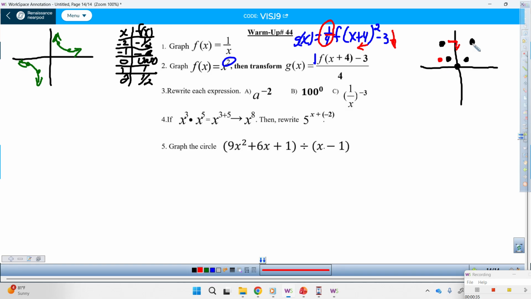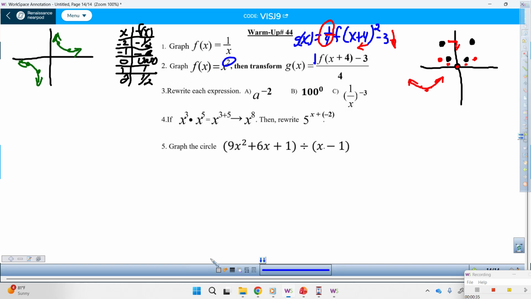So this one comes down here, and this one comes down here. This one goes to 1/4, 1/4, and 0. So now I have these 5 points right here. I'm going to move them 4 to the left and 3 down, 4 to the left, 3 down. And your function's going to compress like that.